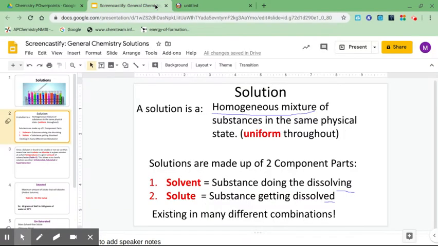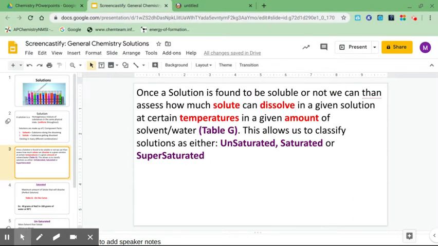Now, when we're talking about solutions and solutes and solvents, we need to know how much of the solute is dissolved in the solution. When we do that, we are talking about three vocab words. Again, all of this stuff should be review. That is unsaturated, saturated, or supersaturated. That will tell us how much is present in any given solution at a specific temperature. So to understand how this works and how we relate it to Table G, we have to look at each one of these three pieces. And the three pieces, again, being unsaturated, saturated, and supersaturated.